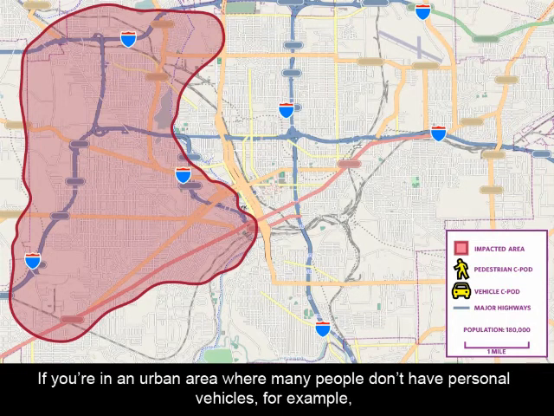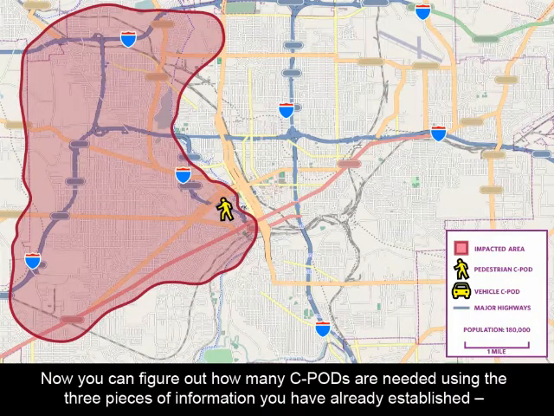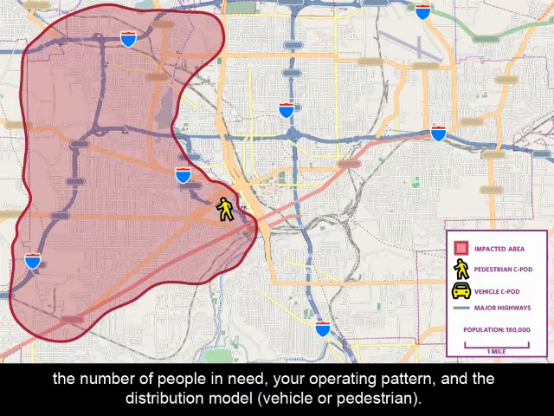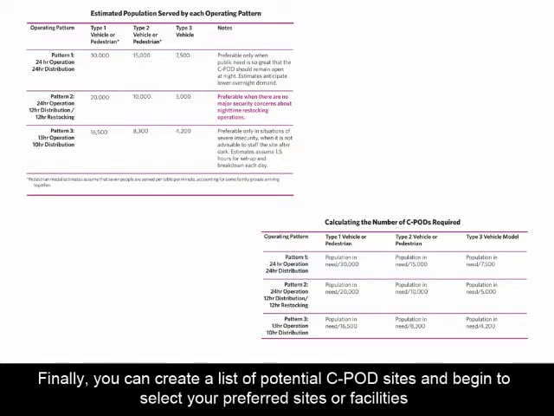If you're in an urban area where many people don't have personal vehicles, for example, you may decide to open more pedestrian-based sea pods. Now you can figure out how many sea pods are needed using the 3 pieces of information you have already established: the number of people in need, your operating pattern, and the distribution model, vehicle or pedestrian. The Disaster Logistics Sea Pod Plan provides tables in Operational Strategy 1 to help you with this calculation.